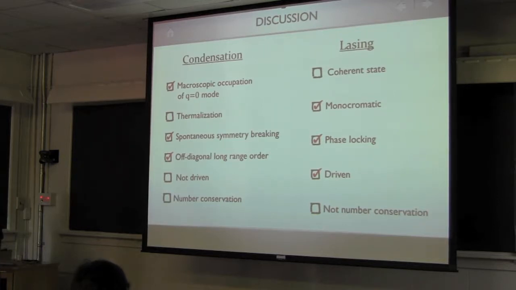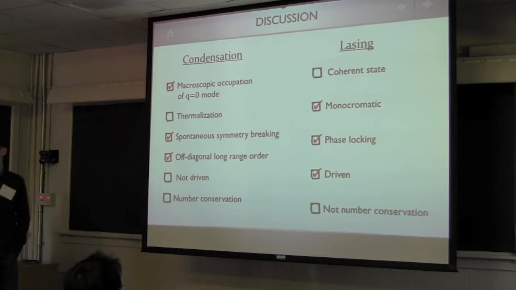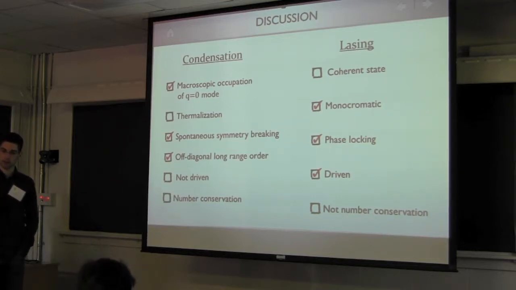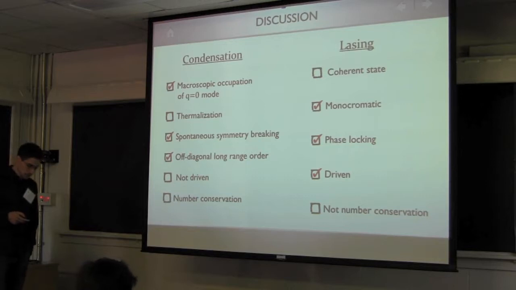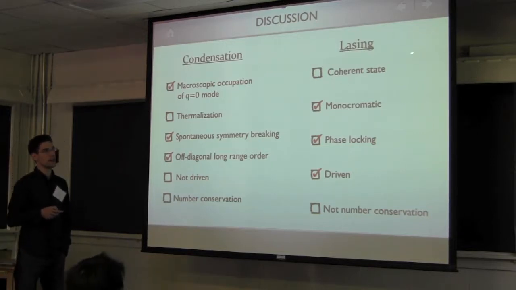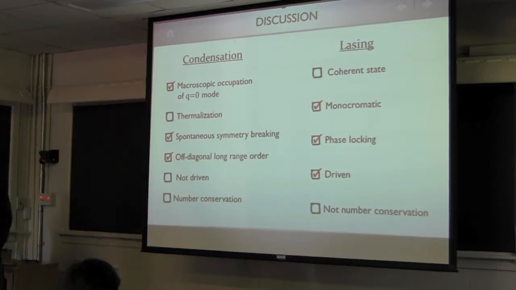A condensate is not driven, whereas we drive the system. A condensate is characterized by number conservation, and here we don't have full number conservation, but interestingly, the scattering process that takes photons from the antisymmetric mode into the symmetric superposition conserves the number of particles. So this commutes with n, and in this sense it would be similar to the Bose-Einstein condensate. Instead, lasing is characterized by having a coherent state. Here we have checked that the states that we obtain have g2 much smaller than 1, in particular around 0.5 for large dissipation strengths. So in this sense it is different from a laser.